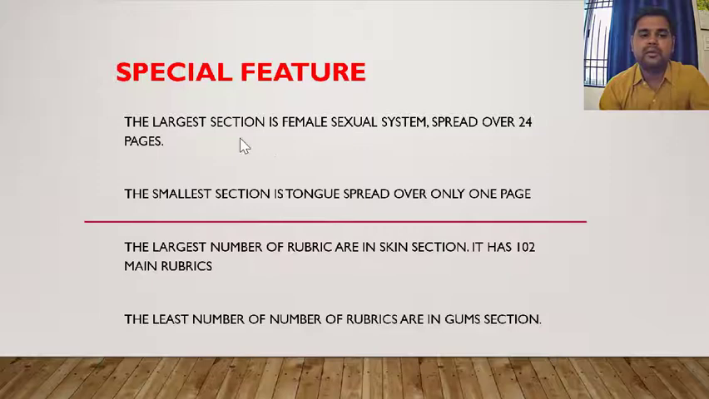Some of the special features: the largest section is the female sexual system, spread over 24 pages, and the smallest section is the tongue, spread over only 1 page. The largest number of rubrics is in the skin section, which has 102 main rubrics, and the least number of rubrics you can find in the gums chapter. So this is something about the special features of this repertory.